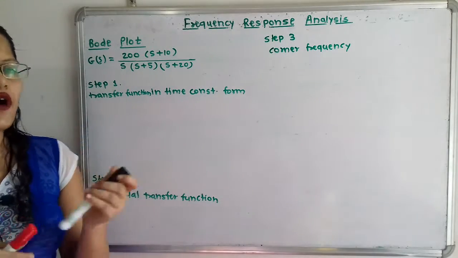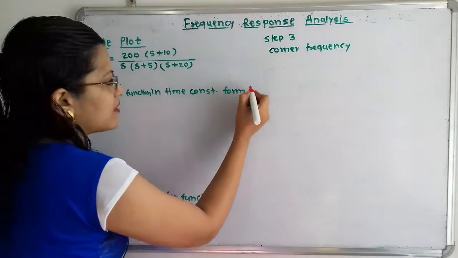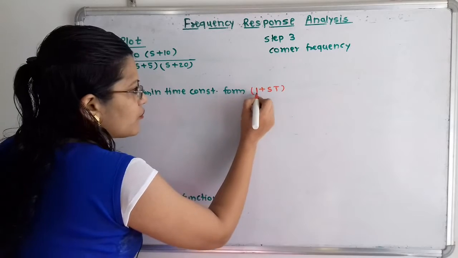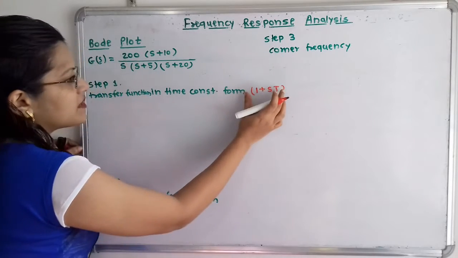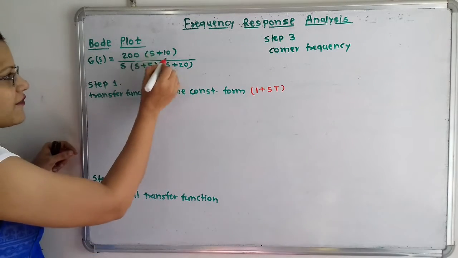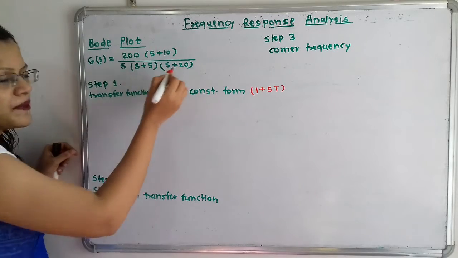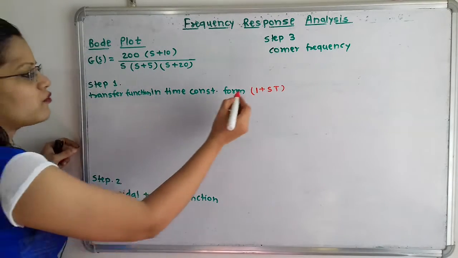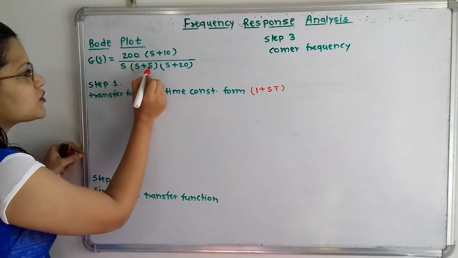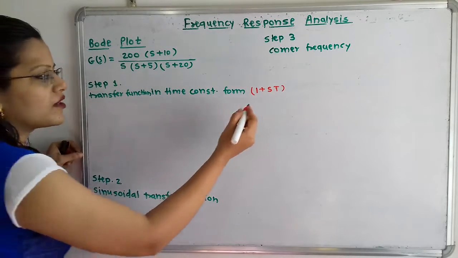So what is this time constant form? That is, we have to convert this pole zero form into the form of 1 + sT. So we have to convert each term into 1 + sT. Wherever there is s, the three terms s + 10, s + 5, s + 20, we have to convert into 1 + sT. That is, these constants 10, 5, 20, we have to convert into 1.